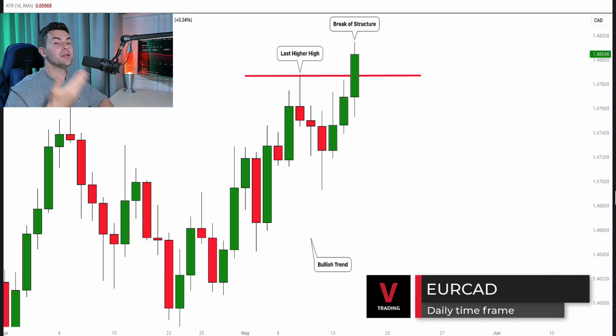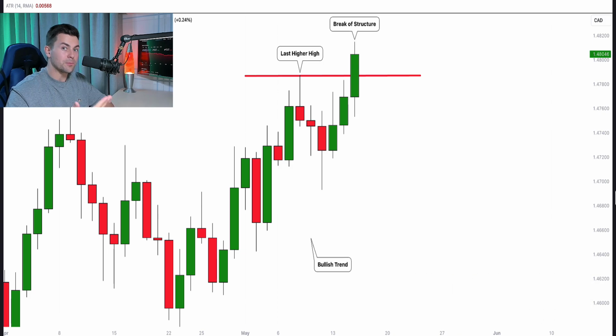The market is trading in a bullish trend on a daily time frame, and we see a confirmed break-of-structure, a daily candle close above the level of the last higher high.